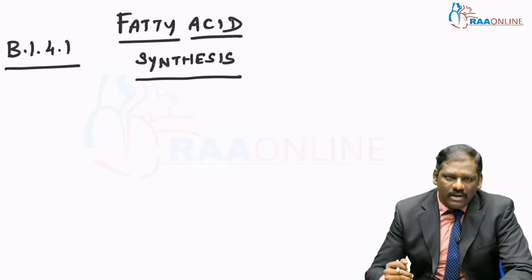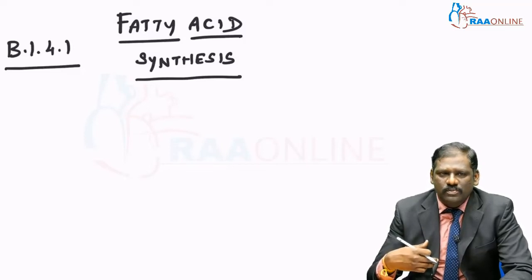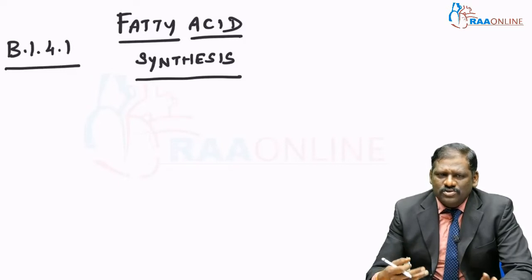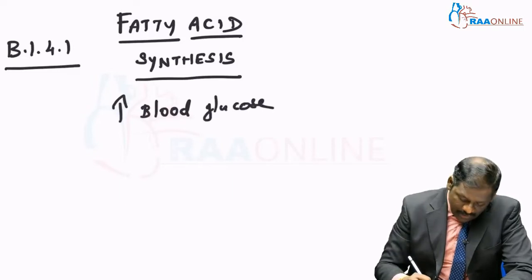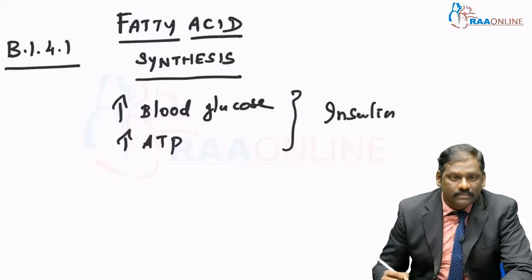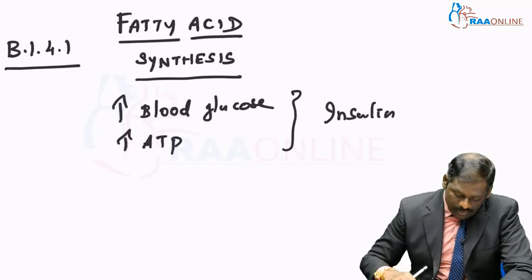We are going to see about fatty acid synthesis. Your body tries to store the food you consumed in the form of carbohydrates into fats. When does it store these things? Whenever your blood glucose is high, or whenever there is a high amount of ATP. In both these conditions, there will be action of insulin. This insulin always supports the anabolic process. Are you clear now? Fine.